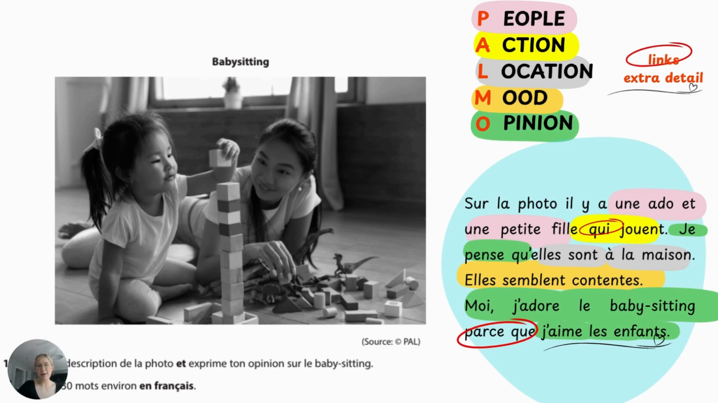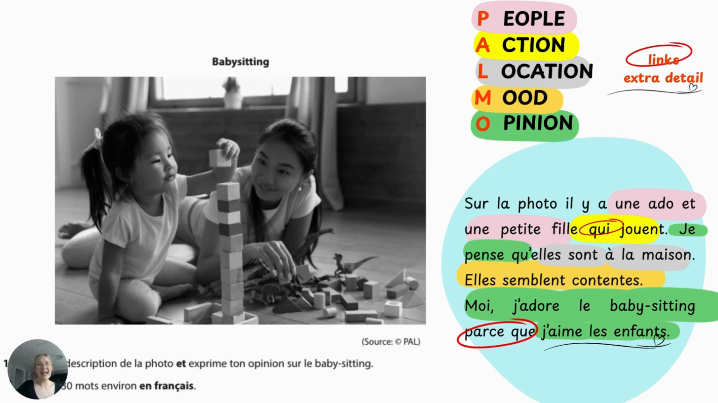So I've described people there. So that's why I've highlighted it in pink. Qui, and I'm connecting sentences now. So instead of saying on the photo there is a teenager and a little girl, full stop, they are playing, I've joined that together by saying who play. Now in French, so qui joue means who play. There is no way in French of saying who are playing. We're not going to try and say that, okay? That's really important, because remember in the criteria it says for the top band, you need to show that you can use present tense accurately. So instead of saying who are playing, just remember it's who play.